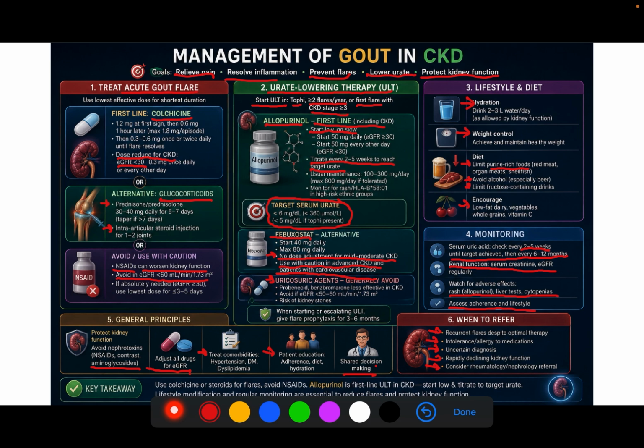So the key takeaway is we have to use colchicine or steroids for flare-ups, avoiding NSAIDs. Allopurinol is the first line urate lowering therapy in CKD patients. We have to start low and titrate it to the target urate level. Lifestyle modification and regular monitoring are essential to reduce flare-ups and protect kidney function.